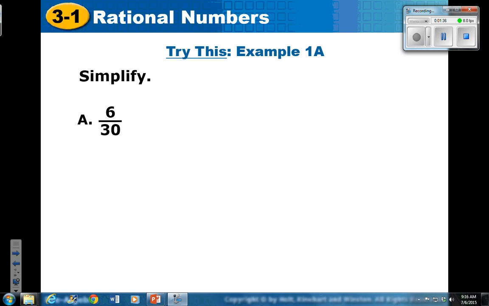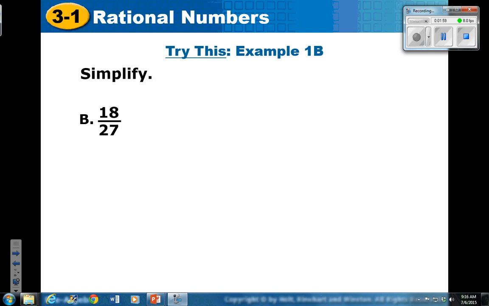I think you guys can figure out that the greatest common factor here is going to be 6. So we'll divide by 6 over 6, giving us 1 over 5. You know that your fraction is completely simplified if there's a 1 on the top. There doesn't have to be a 1 on the top, but if there is, it can't be simplified anymore.